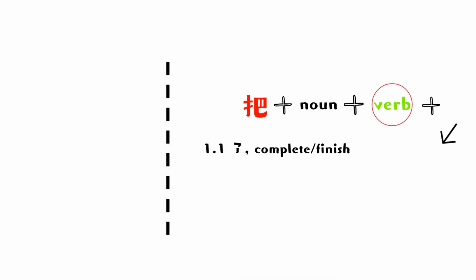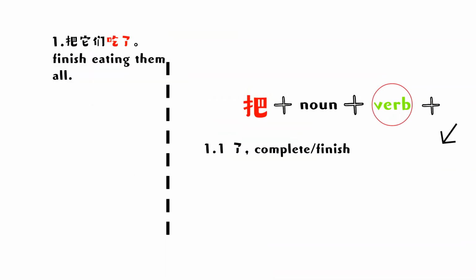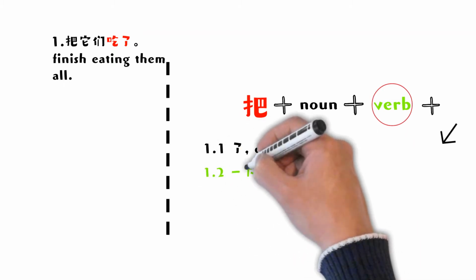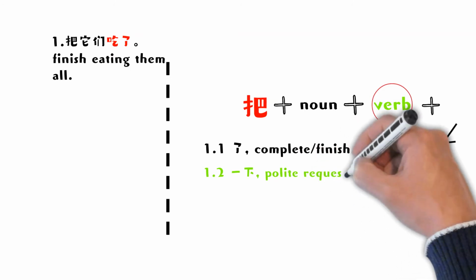Let's see example sentence number 1. 把它们吃了. The basic structure here is 把它们吃, but it's only eat, it doesn't indicate any change. We must add 了 at the end of the verb 吃 to have 把它们吃了, which means finish eating. Then we have the change in this 把 sentence. Or we can add 1.2, 一下, which indicates a polite request.